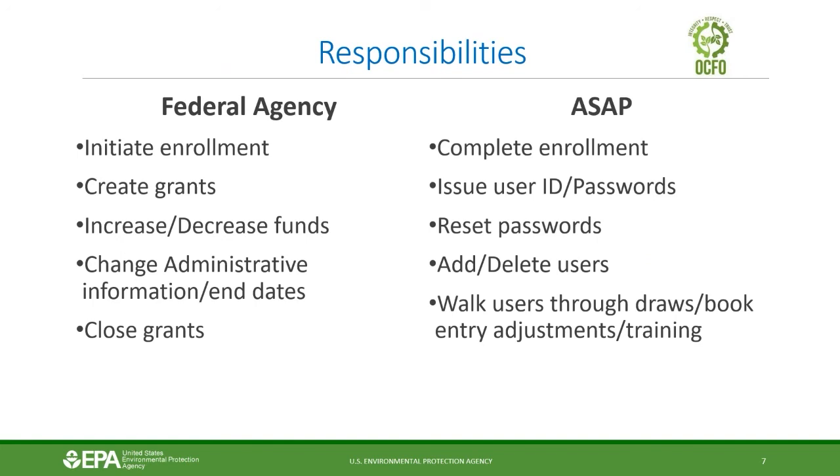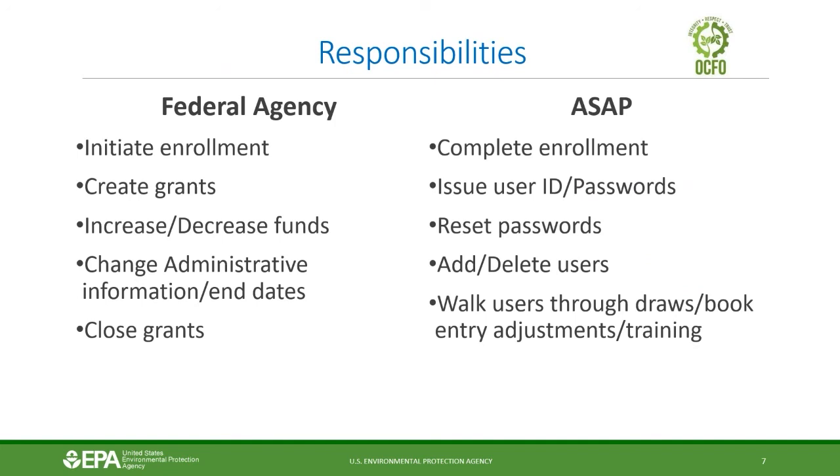That's where you would call your EPA financial specialist or send an email to the inbox to say, my grant is no longer in ASAP. What happened? I can't access it, and I got a budget period extension. It's not showing up. So we initiate the enrollment like this slide says, but ASAP actually completes it. We do that initial initiation. And one of the keys is if you've been enrolled with another agency and you have an account with another agency, we still have to enroll you. That's a key point. Every agency that you do business with has to enroll you in ASAP.